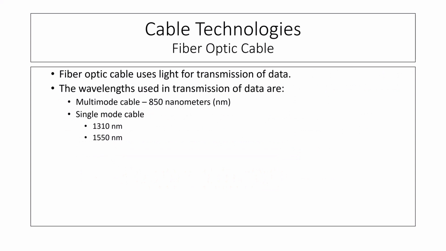Again, remember, fiber optic cable uses light for the transmission of the data, and we have two different types of cable, multi-mode and single mode. In multi-mode, our light is at 850 nanometers. With our single mode fiber optic cable, we have two different wavelengths. We can either use 1310 nanometers or 1550 nanometers.